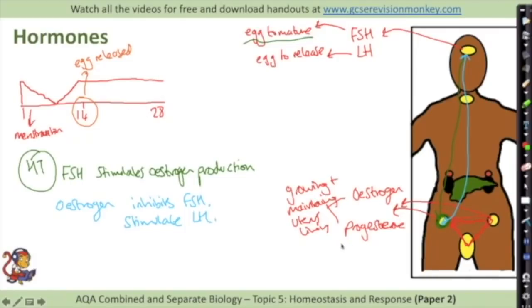The other connection you need to know is that progesterone, which is involved in maintaining the uterus lining, also inhibits FSH and LH as well. So at this point here, the estrogen is stopping further eggs from maturing. So each month you only want one egg maturing. So what that estrogen is doing is stopping more eggs maturing and then causing that one egg to be released.